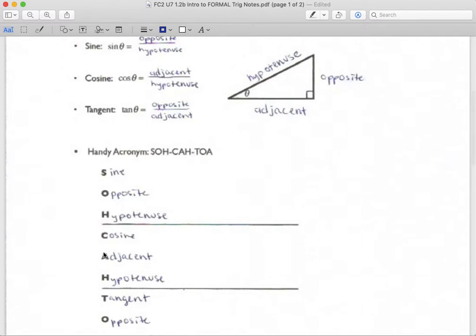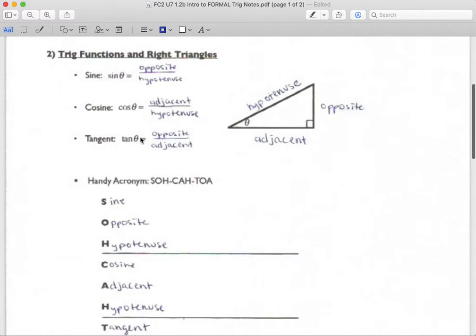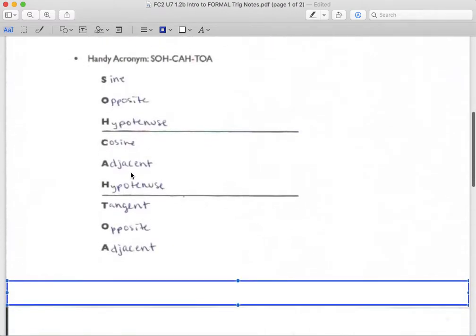Ka is with cosine, and that's adjacent divided by hypotenuse. And there we go, adjacent over hypotenuse. And then for toa, tangent, opposite over adjacent. Trust me, guys, this is something you will never forget.